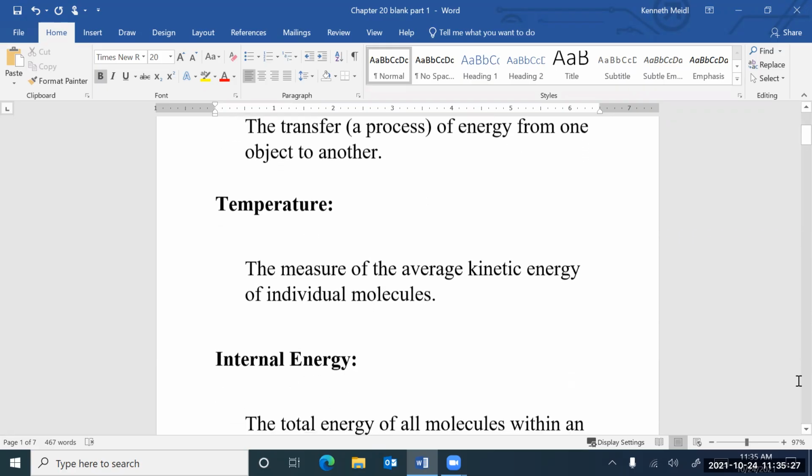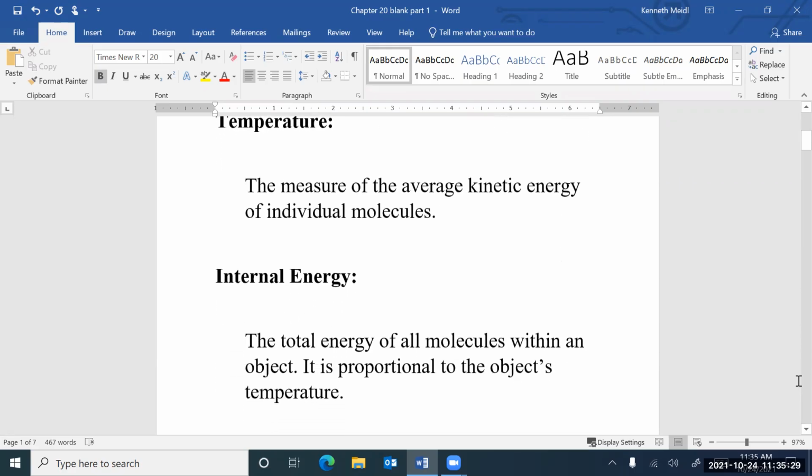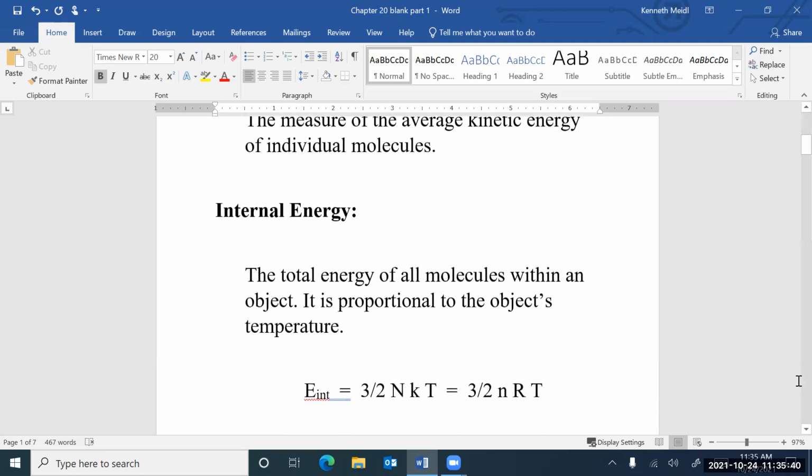Internal energy. So we kind of went to great lengths in chapter 18 to really show just kind of one thing that happened to be true, that the total energy of the molecules within an object is proportional to the temperature. And a couple ways of writing that. We can write that in terms of capital N or little n. Capital N, big number, that's the number of molecules. Little n, the number of moles. And so the temperature is directly proportional to the object's internal energy.